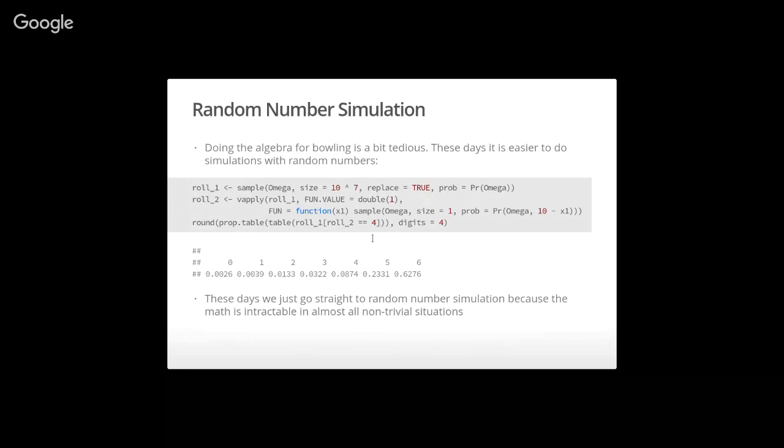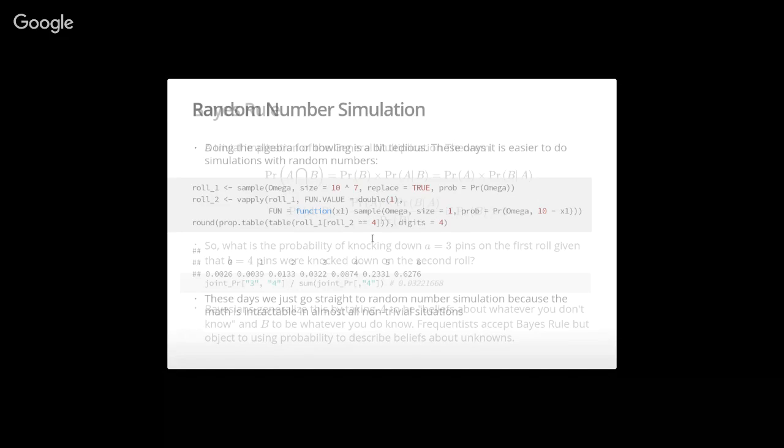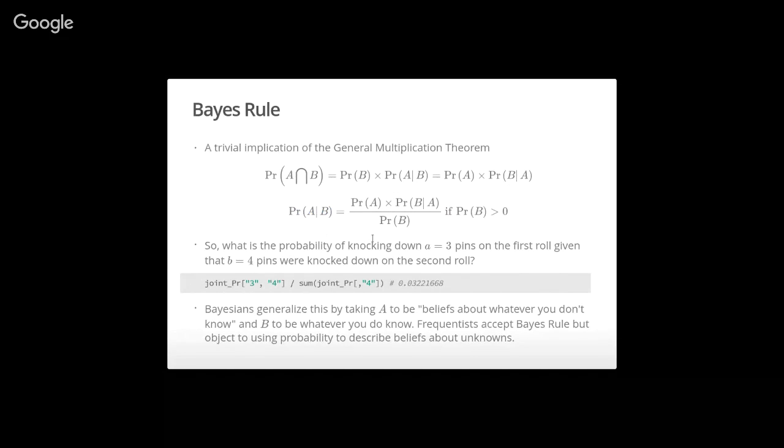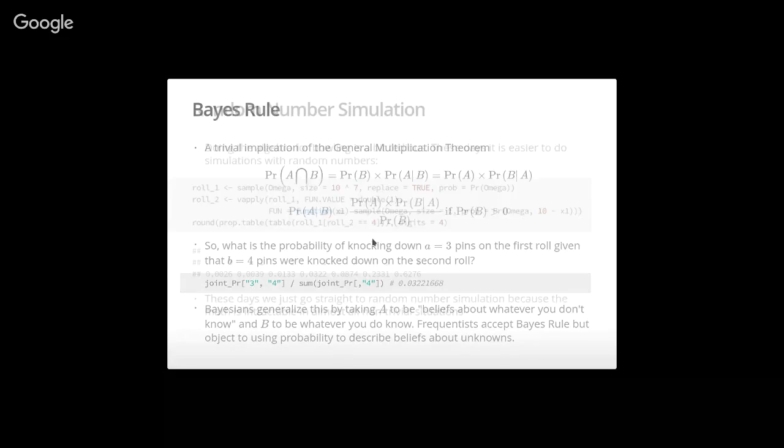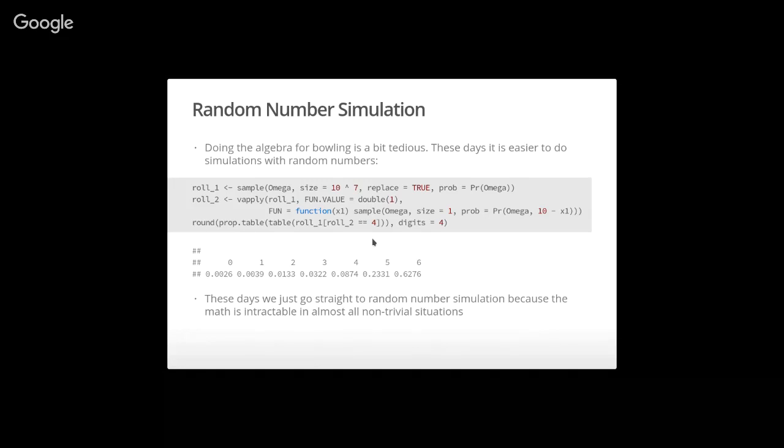So 0.0322 is not quite 0.03221668, but I really don't care about the 1668 or any of the twos. So 0.03 is really close enough for any sort of social science purpose. Oftentimes these days we go straight to random number simulation because either we're lazy and want to put human work onto the computer, because that's what a computer is good at doing, or the math is actually impossible for us as humans to do.